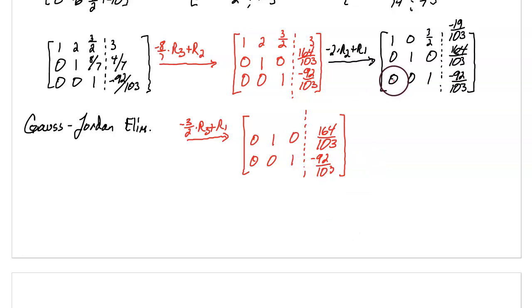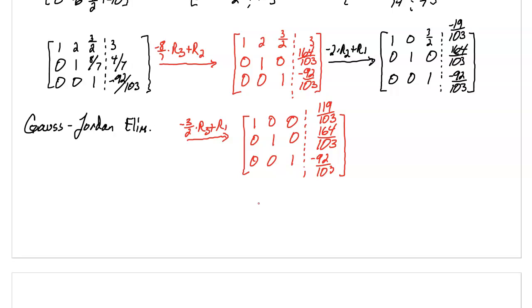Negative 3/2 times 0 is 0. 0 add 1 is still 1. Negative 3/2 times 0 is 0. 0 add 0 is still 0. Negative 3/2 times 1 is negative 3/2. Add the 3/2 makes 0. Then, negative 3/2 times negative 92 over 103, add the negative 19 over 103. The answer is 119 over 103.